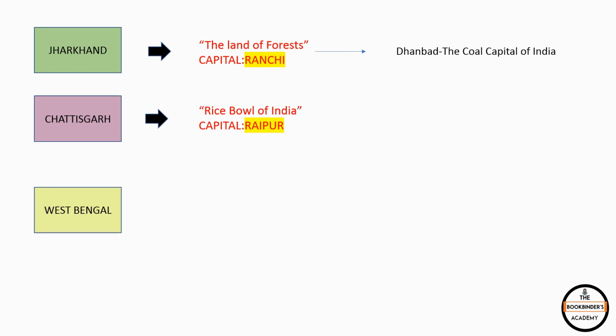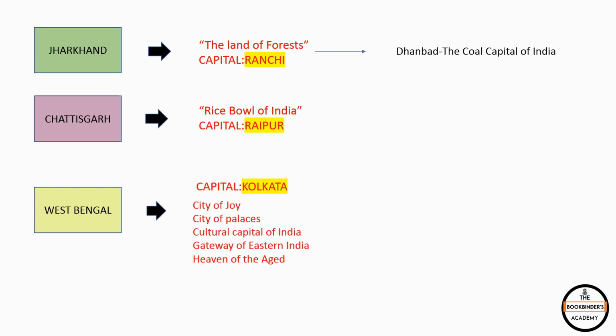Let's move on to the next state, that is West Bengal. West Bengal's capital is Kolkata. Kolkata has many names. It is called the City of Joy, City of Palaces, Cultural Capital of India, Gateway of Eastern India, and Heaven of the Aged. Now, why is Kolkata called the City of Joy? This is because once a French writer had mentioned in one of his works the title of Kolkata as City of Joy.